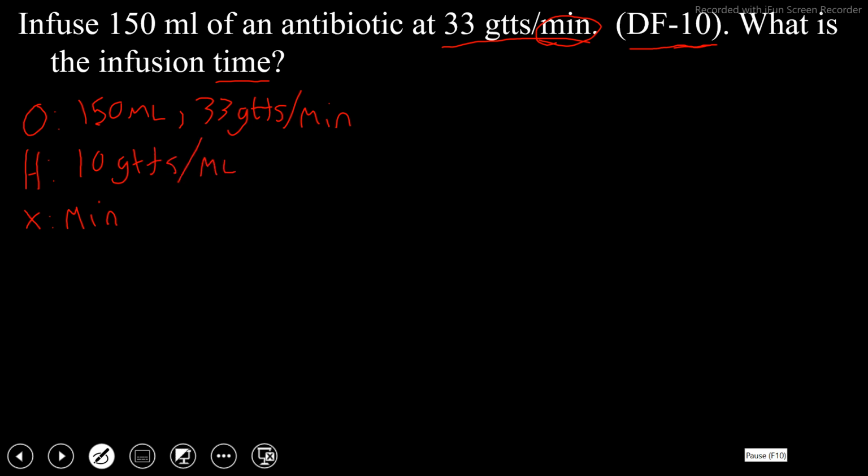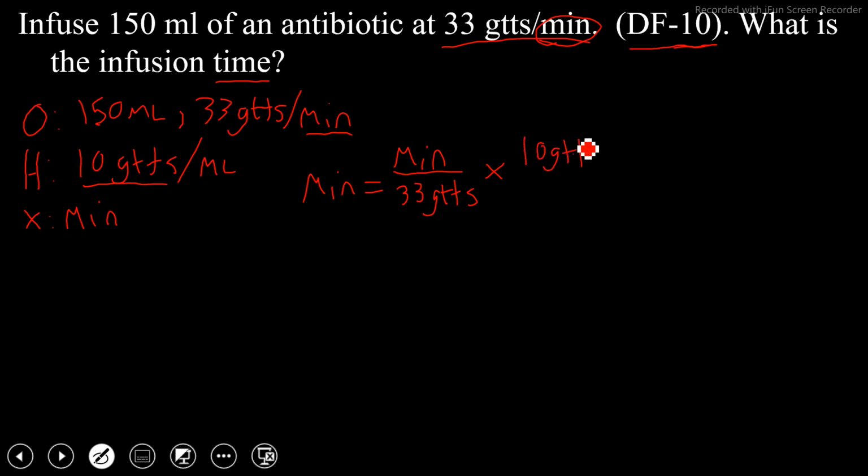Now let's solve for our minutes. So minutes equals, let's find our minutes, and that's right here. So we're going to put it up top and first. So 1 minute over 33 drops. Okay, now we need to get rid of our drops, and we have drops here. So 10 drops per mL. Okay, now we need to get rid of that mL, so that's where we're going to use this 150 mL. So 150 mL over our placeholder.